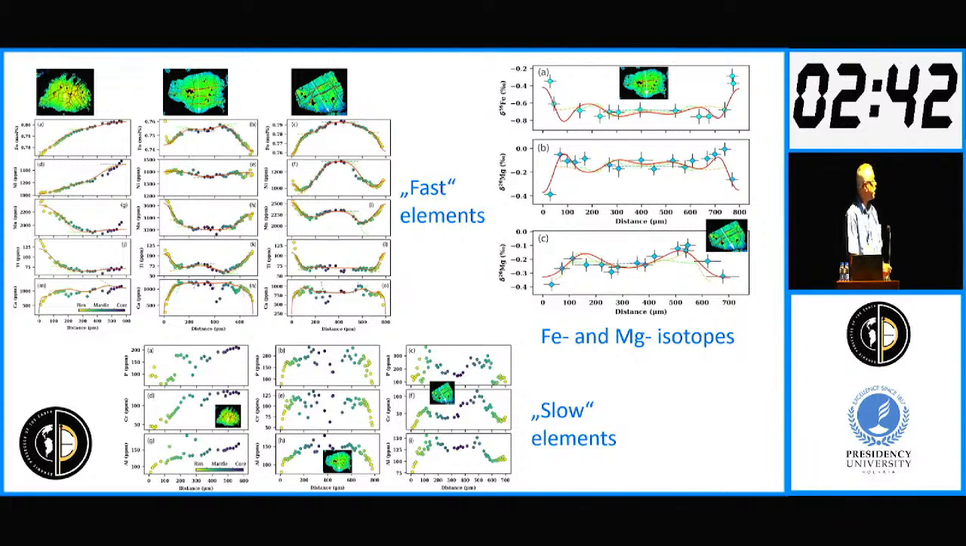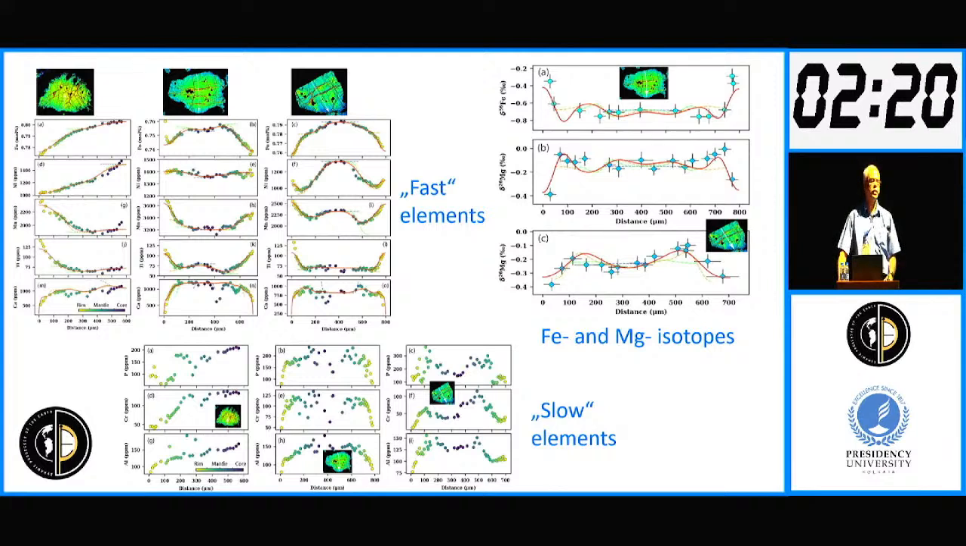Then on the bottom panel here, you have data points from the same olivines of things that diffuse slowly, like phosphorus, chromium, aluminum, and so forth. And if you look at the top profile here, you see red lines. Those are the results of modeling these things with diffusion. And you can use the same diffusion model, first of all, to fit all of those things.